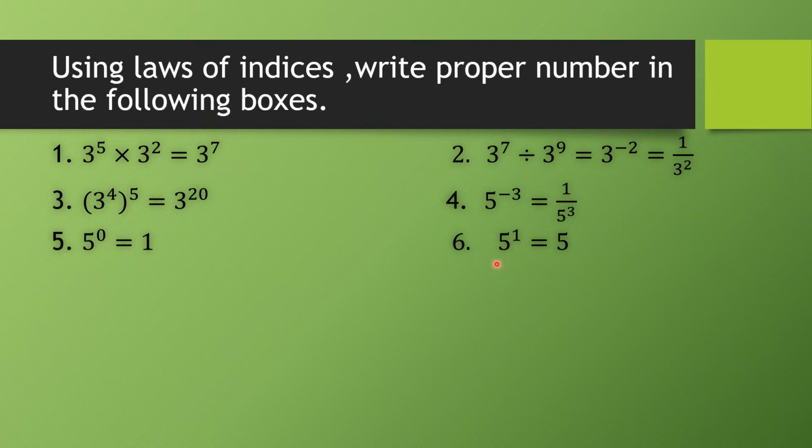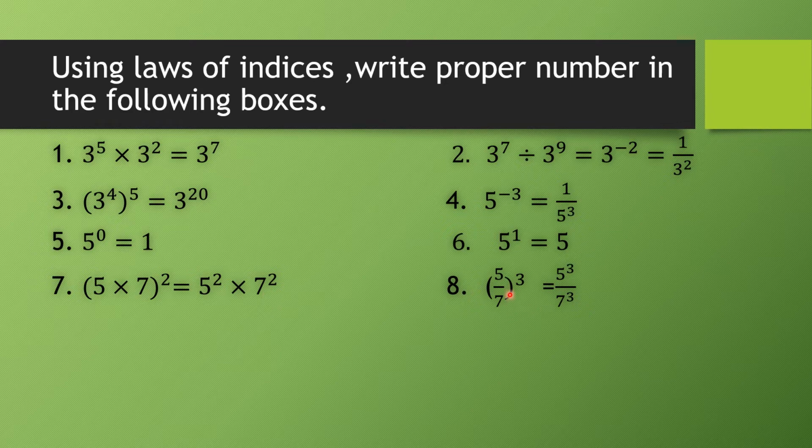Then 6th, 5 raised to 1 is equal to 5, obviously. Then 7th example, (5 into 7) whole square is equal to. Now you can separate these two numbers and write it as 5 square into 7 square. The third law can be applied here.